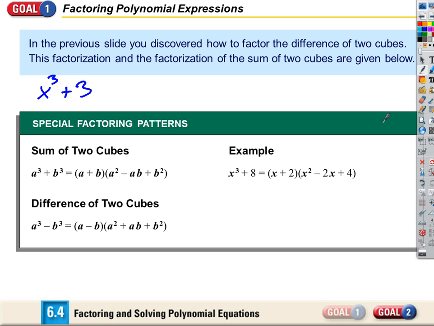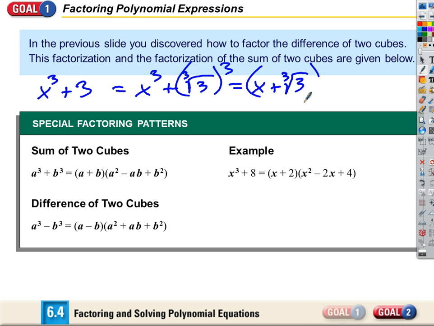This is a right idea. If I want to write 3 as something cubed, I could just pick the cube root of 3 cubed, right? So I could write this as x cubed plus the cube root of 3 cubed and use that formula. See how that would work? Lots of threes, aren't there? If I use the formula, this would factor into x plus the cube root of 3, and the real solution would just be negative cube root of 3, which is just a number your calculator gives you, right?